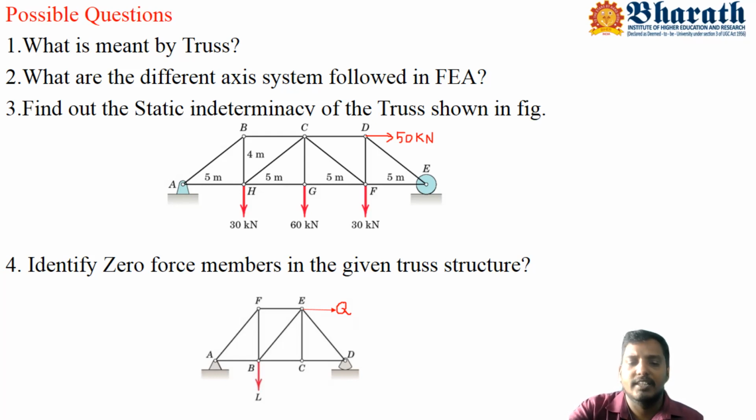So we investigate this figure, and we see that joint C is connected with 3 members, and the members BC and CD are collinear members. Therefore, the third member EC is a zero force member.